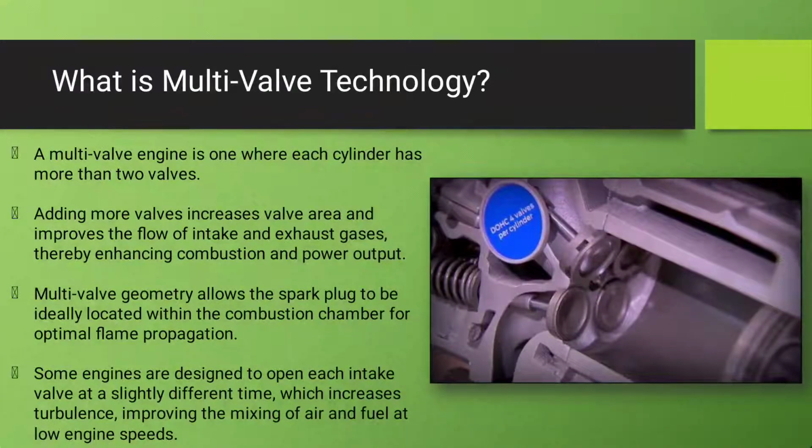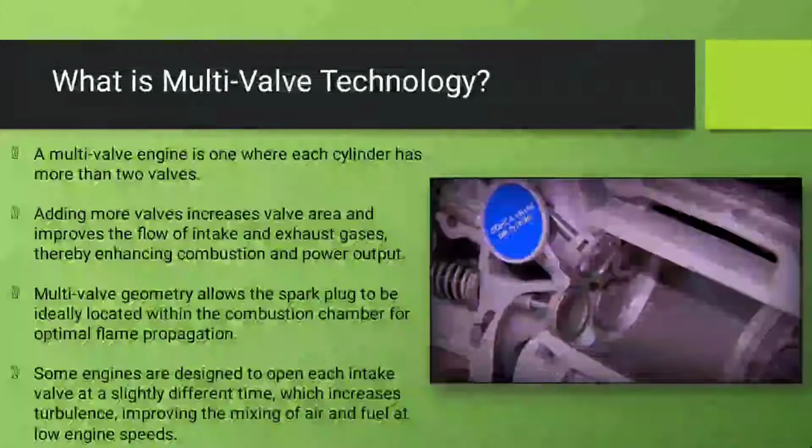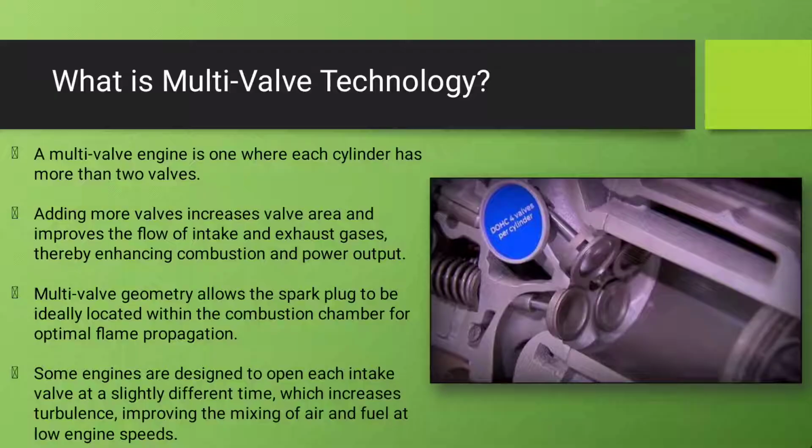What is multi-valve technology? A multi-valve engine is one where each cylinder has more than two valves. That means each cylinder has more than two valves. It may be three or it may be four. Adding more valves increases the valve area and improves the flow of intake and exhaust gases, thereby enhancing combustion and power output. Multi-valve geometry allows the spark plug to be ideally located within the combustion chamber for optimum flame propagation.